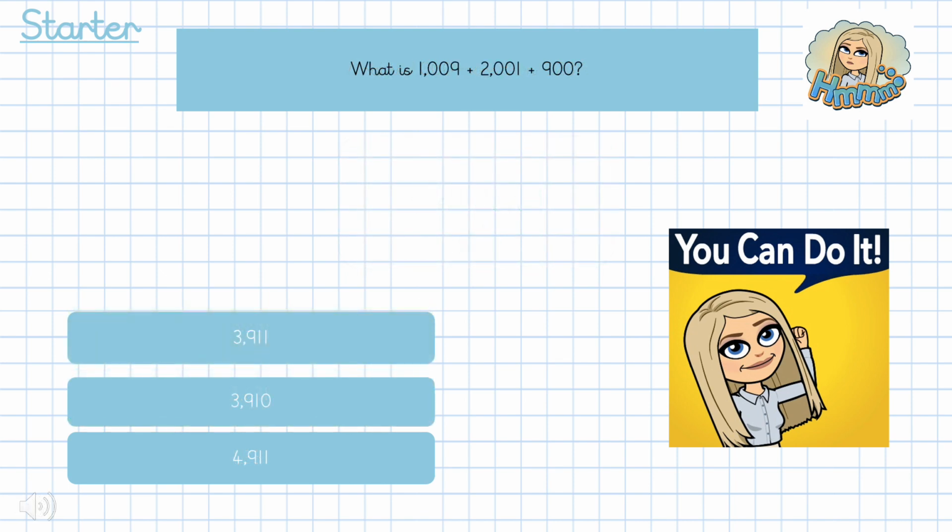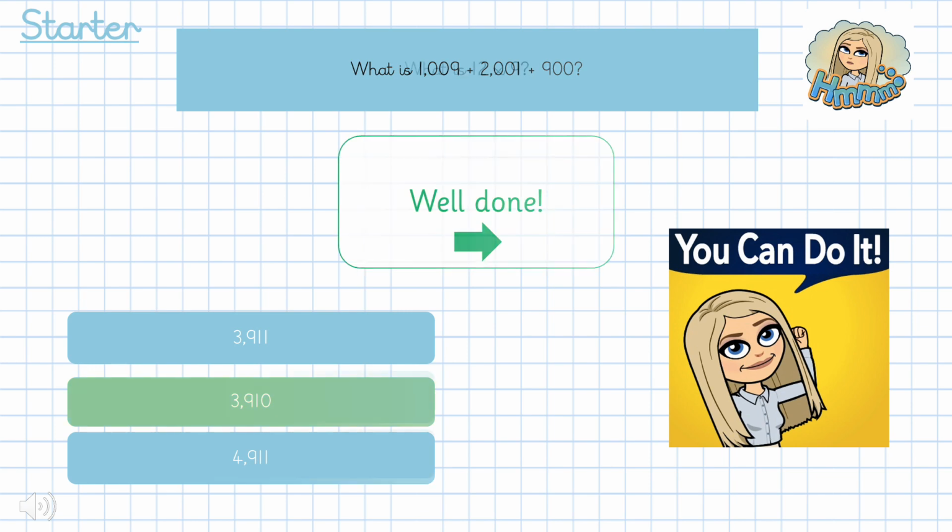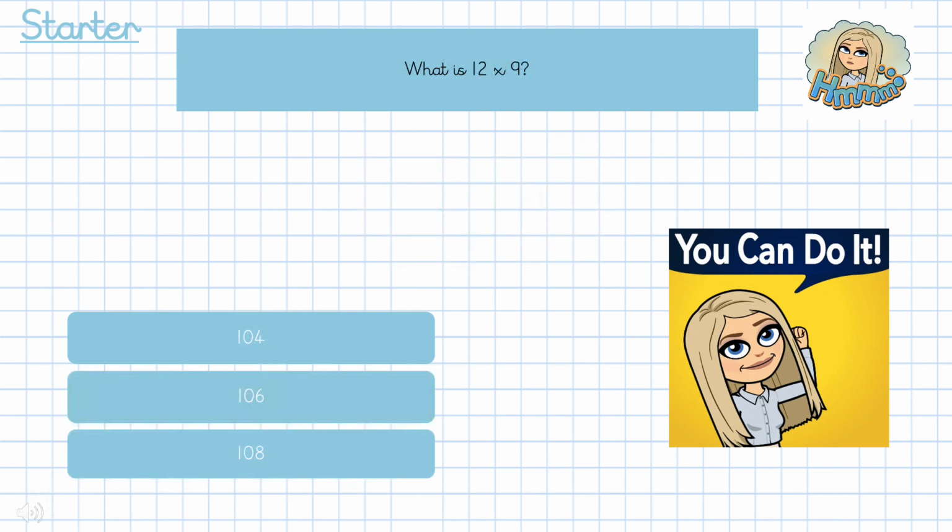What is 1,009 plus 2,001 plus 900? Is it A, 3,911, B, 3,910 or C, 4,911? It's now time for your final question. What is 12 times 9? Is it A, 104, B, 106 or C, 108?